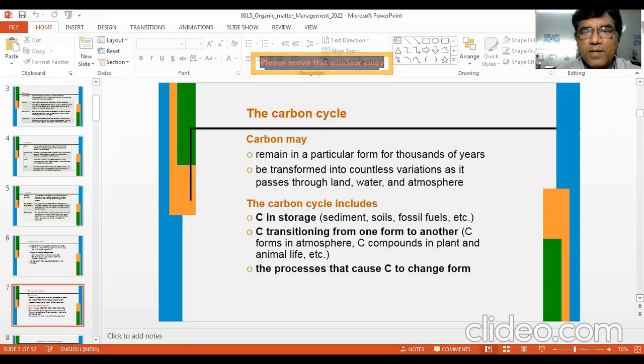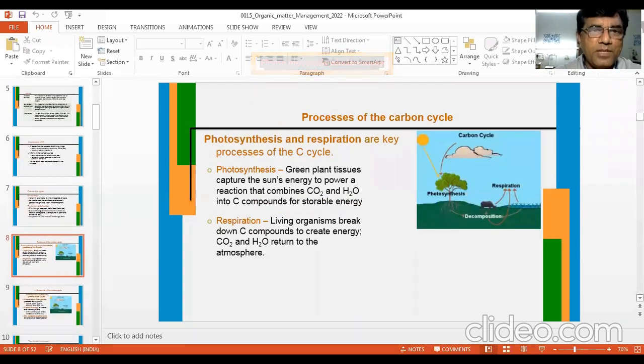The processes that cause carbon to change form are the three important processes I have already told you: photosynthesis, respiration, and decomposition. So these are key processes, and you very well know what happens in photosynthesis.